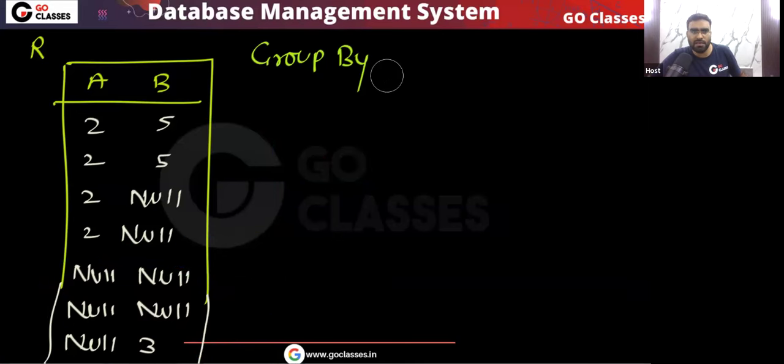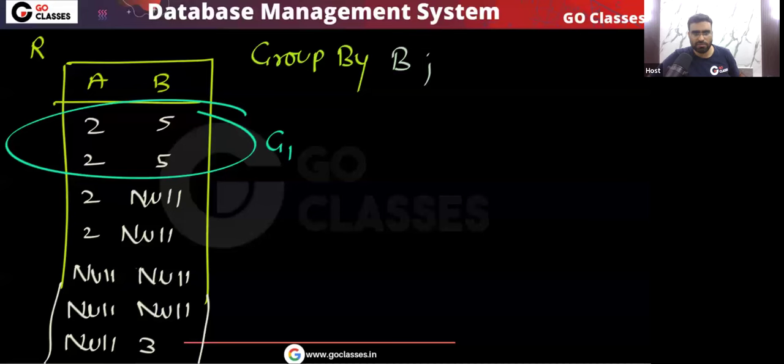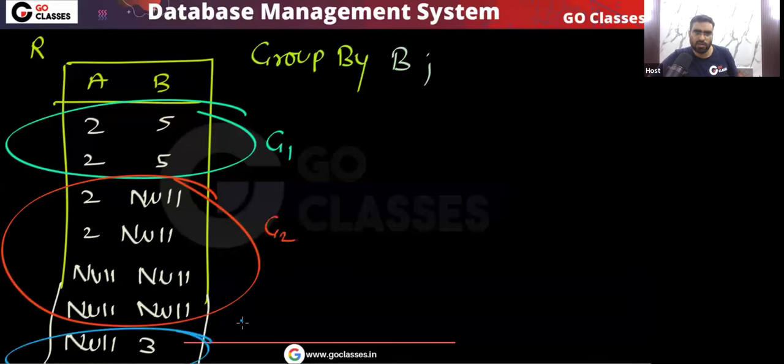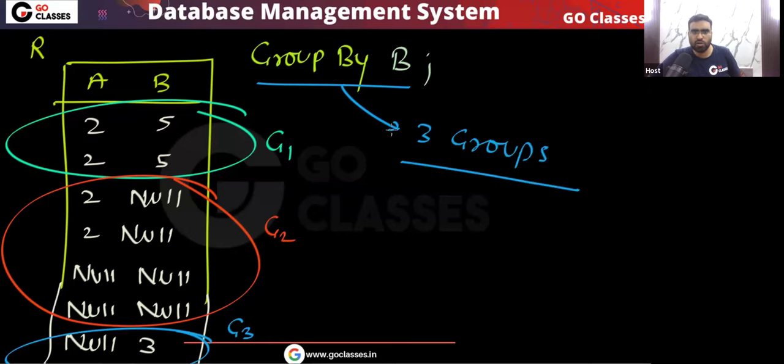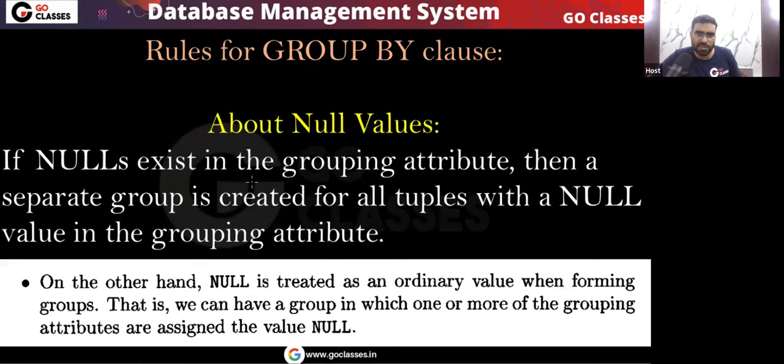If I say grouping by B, now tell me, grouping by B, how many groups? You can see here the B value is the same. So one group is this. Okay, because the B value is the same, right? 5, 5. So this will be one group, G1. Okay, this will be another group. Here the B value is null. So this will be G2, and this will be another group, G3. So three groups will be created. Is this clear? So the null values in case of grouping, did you understand? In case of null values, how to make a group? Did you understand? Let me know.